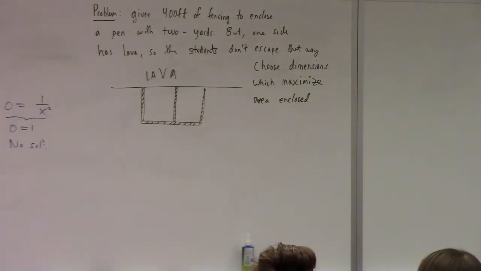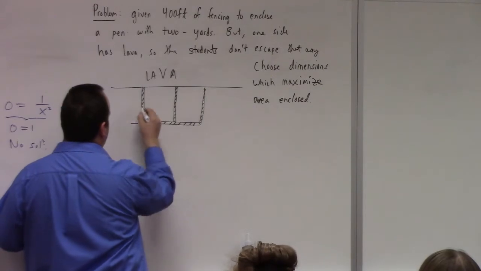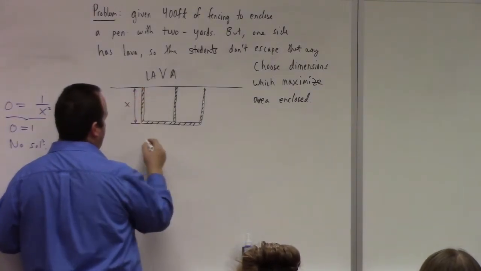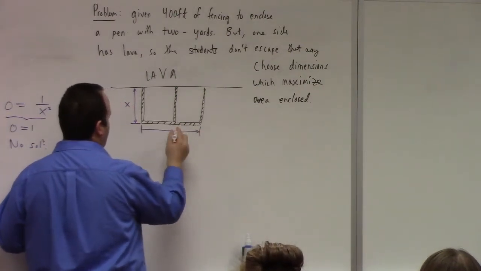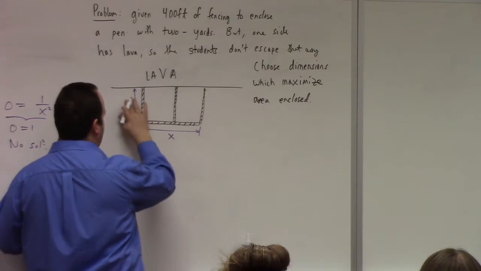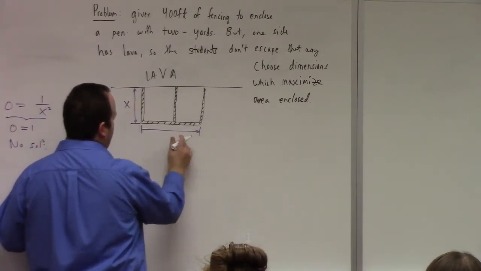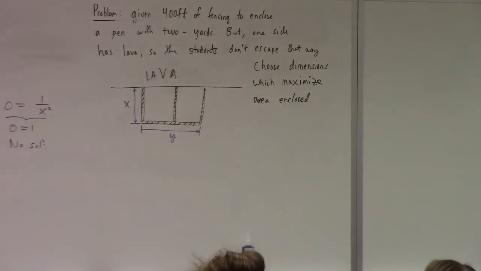Now, if I'm not a glutton for punishment in my grading, I will label things on the picture for you. Let's call this distance here x. And let's call this distance here, should this be x and this y? I don't know. I'll make this x and make this y. You do whatever you want. So x and y. What's the area then with that choice?